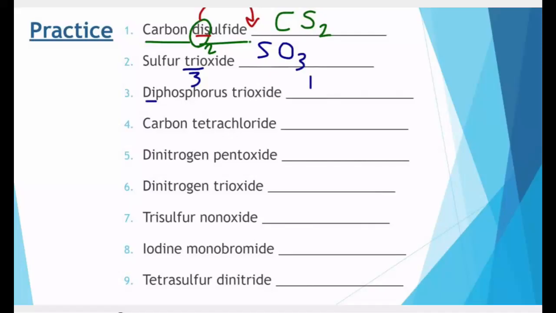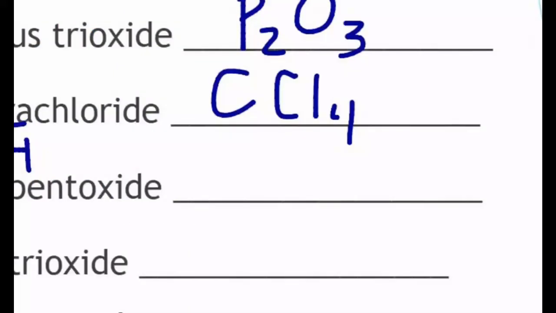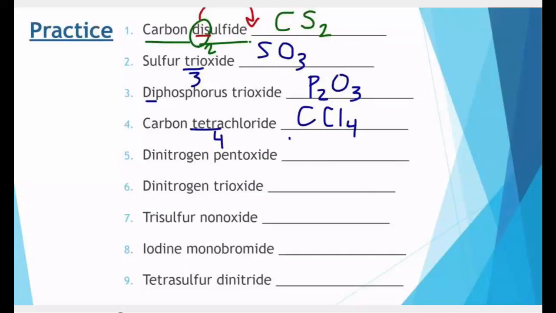Diphosphorus, here we have a prefix on that first element. It's fine as long as it's not mono. Diphosphorus means we have 2 phosphorus atoms. Trioxide, just like in the last one, means we have 3 oxygen atoms, so O3. Next one, carbon is C. Don't worry about the fact that there's no prefix. If it says carbon, you've got to write down a C. And the only prefix we could leave off is the 1, and we don't write 1s in our formulas anyway, so we can leave that off. Tetra means 4, so we've got 4 chlorides, so Cl for chloride, making that a 4 there.